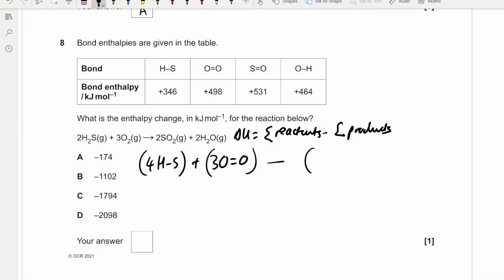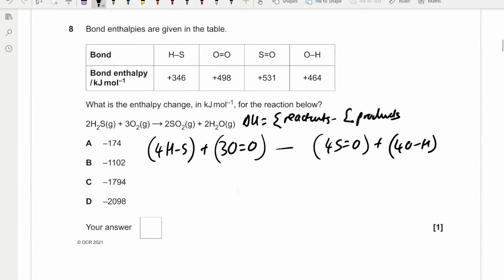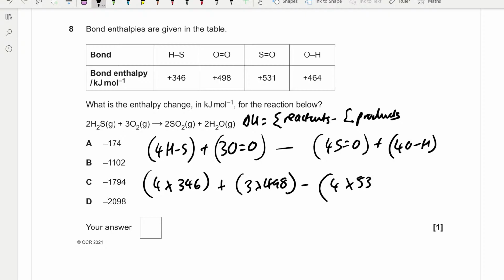So we're going to have 4 SO bonds and we're going to have 4 OH bonds as well. So then if we just do this using the table, being really careful when we punch it into the calculator, I find it sometimes helpful to just do the first part, then write it down, then do the second part. That helps keep it simple on a calculator.